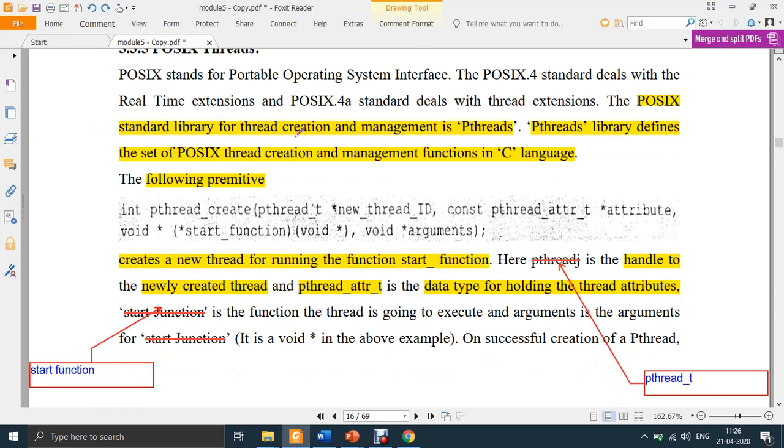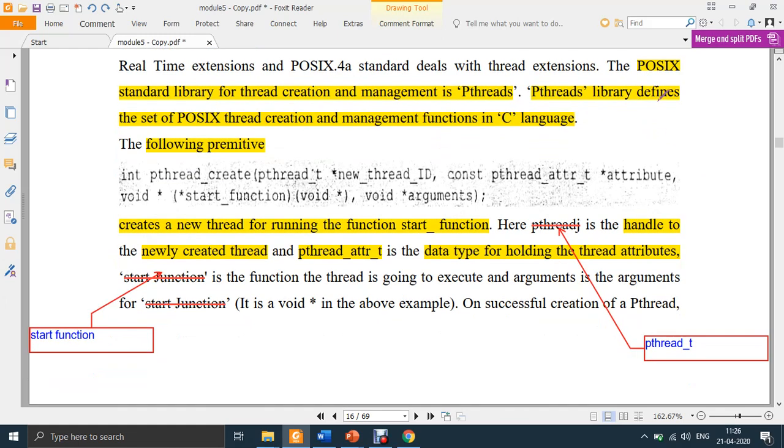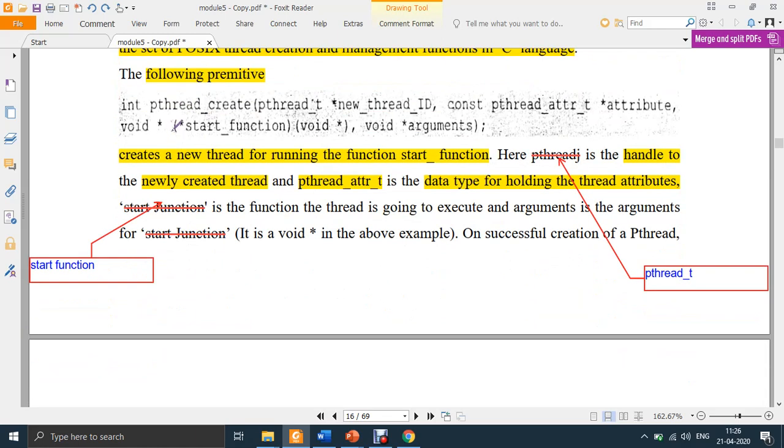A POSIX standard library for thread creation and management is known as pthreads. It is a library just like conio.h, stdio.h, math.h. All these are libraries, right? In C programming or C++. Like that, pthreads is a library for the OS POSIX. The pthreads library defines a set of POSIX thread creation and management functions in C language. So there is an example here.